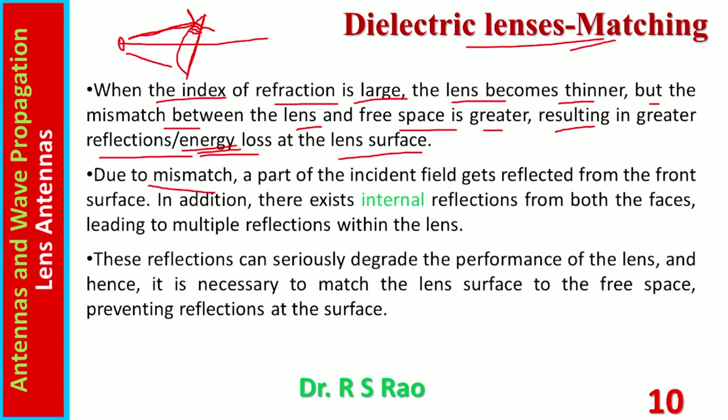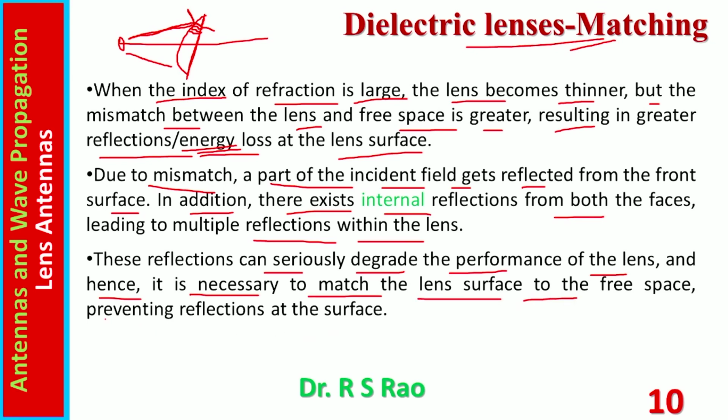Due to mismatch, a part of the incident field gets reflected from the front surface. In addition, there exist internal reflections from both the faces, leading to multiple reflections within the lens. These reflections can seriously degrade the performance of the lens antenna, and hence it is necessary to match the lens surface to the free space, preventing reflections at the surface.